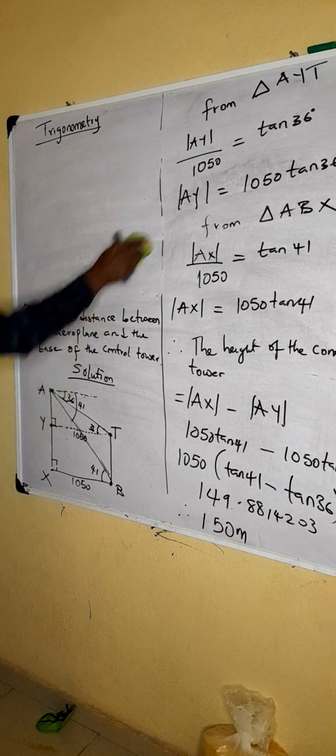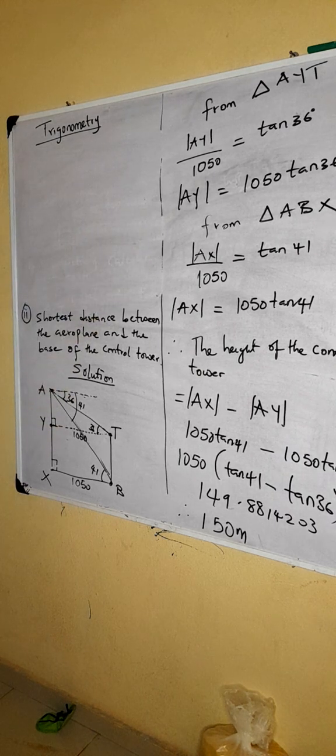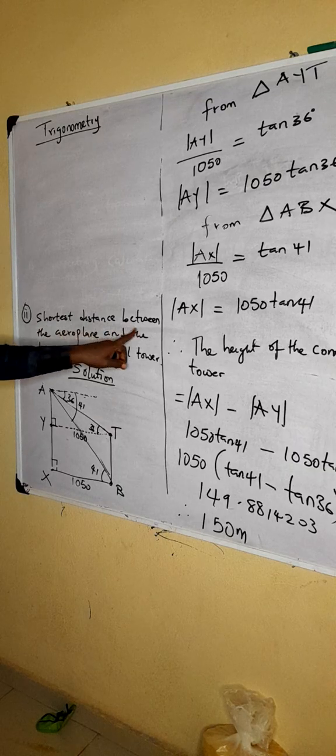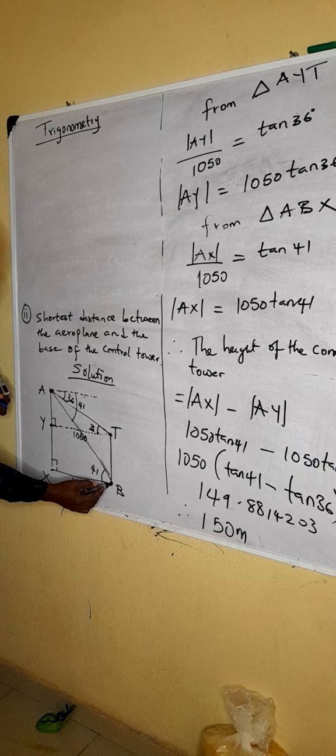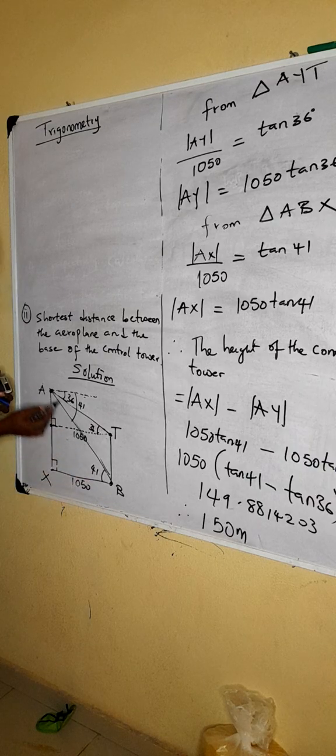Draw the diagram for the question so I can clean it. So the next part of the question says the shortest distance between the aeroplane and the base of the control tower. So the shortest distance is going to be a straight line, definitely. So the distance between the aeroplane and the base of the control tower, we are looking for the hypotenuse of the right angle triangle AXB, or ABX.